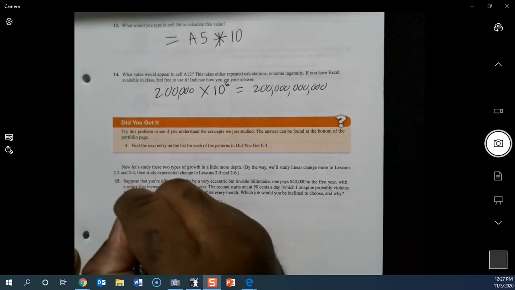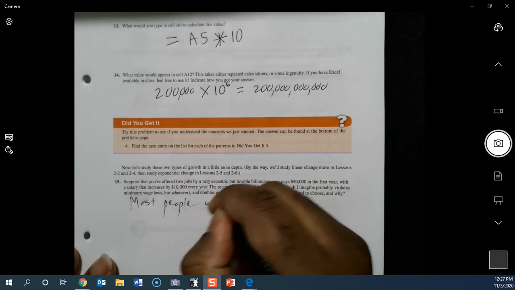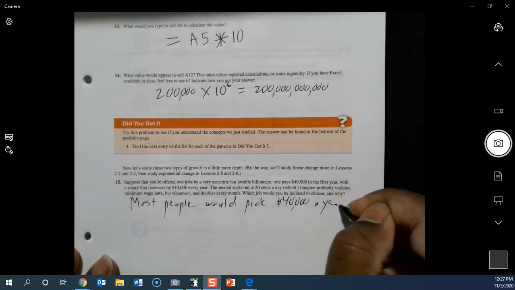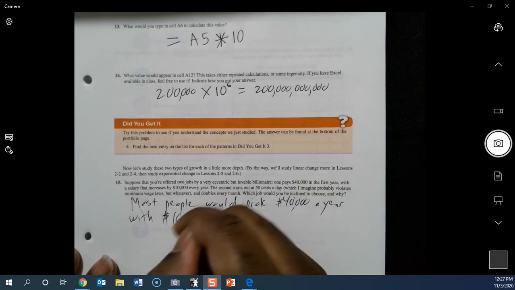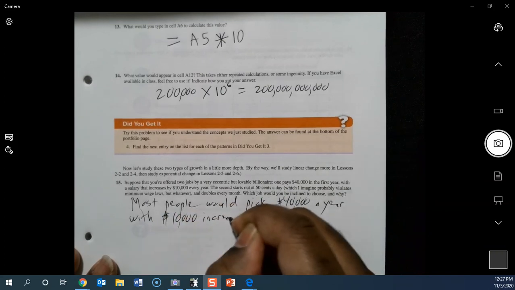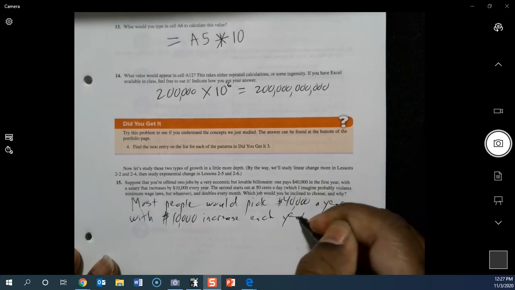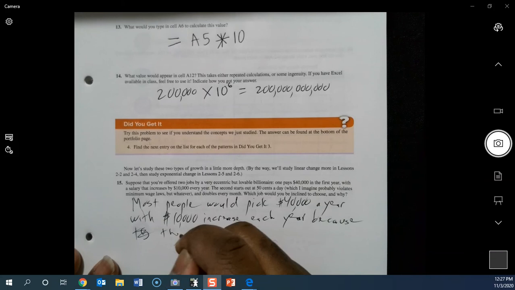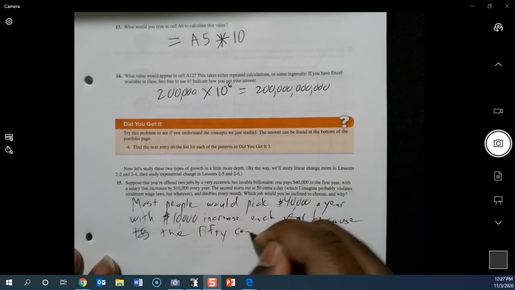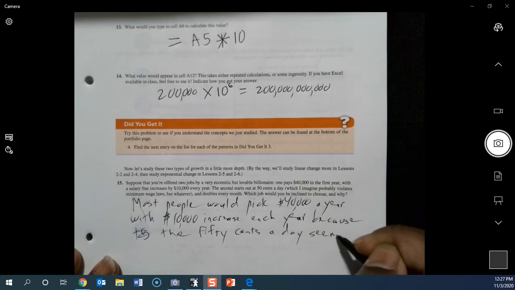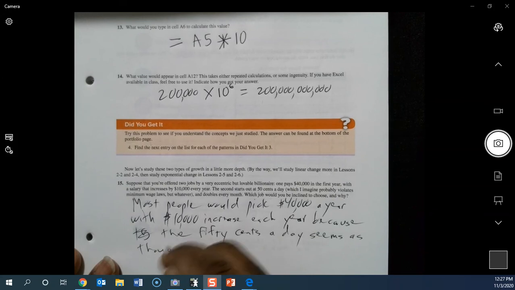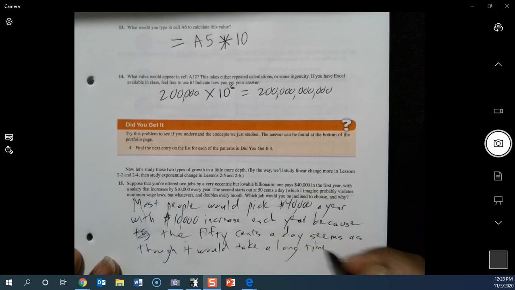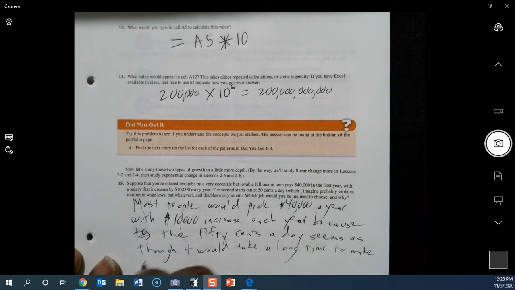Now, I would think that most people would pick $40,000 a year with a $10,000 increase each year, because the 50 cents a day seems as though it would take a long time to make a decent salary.